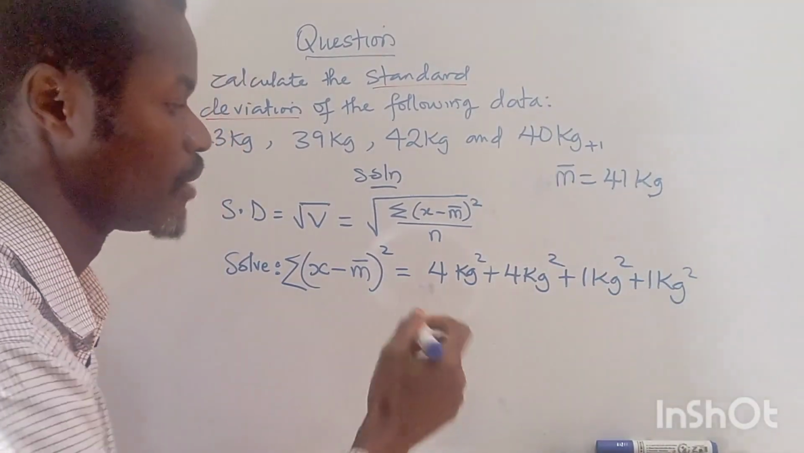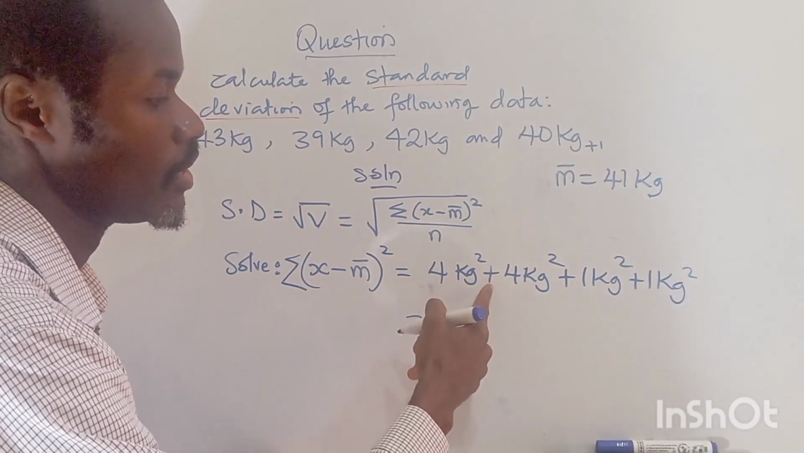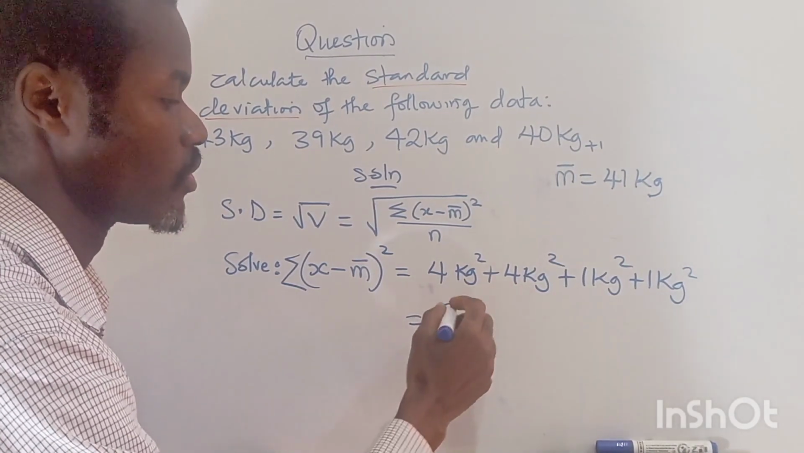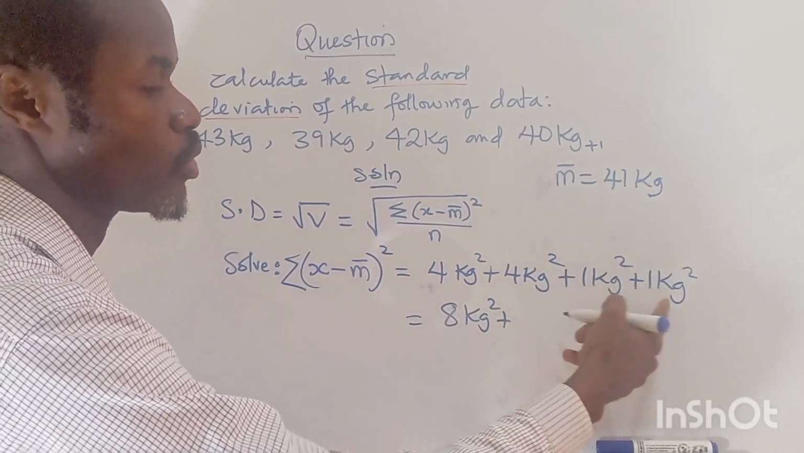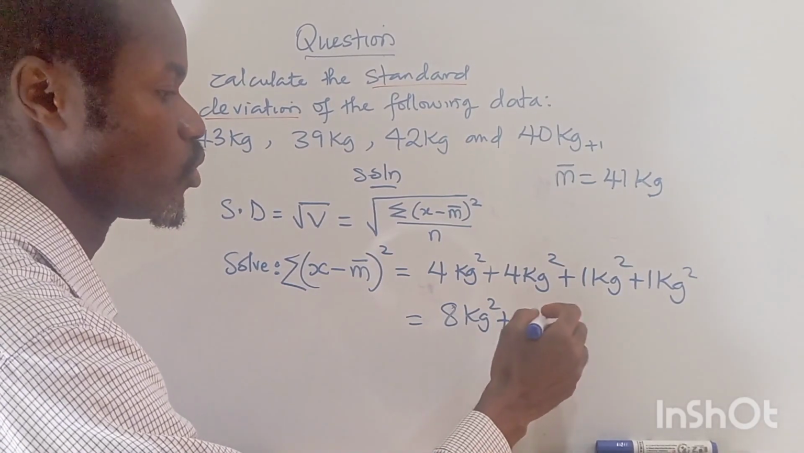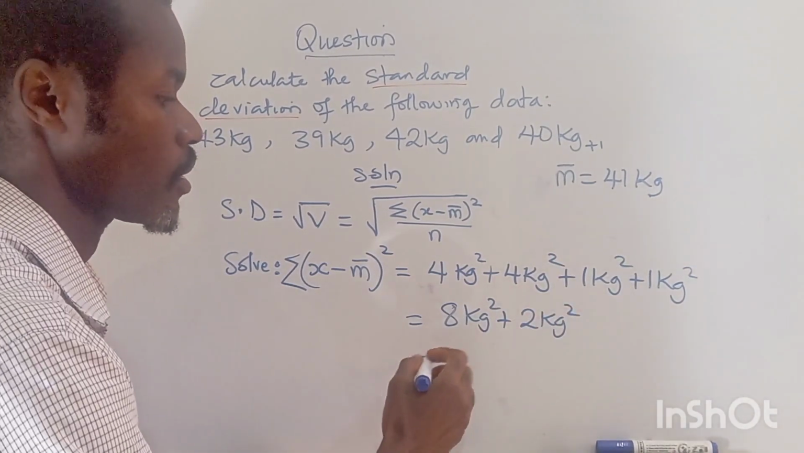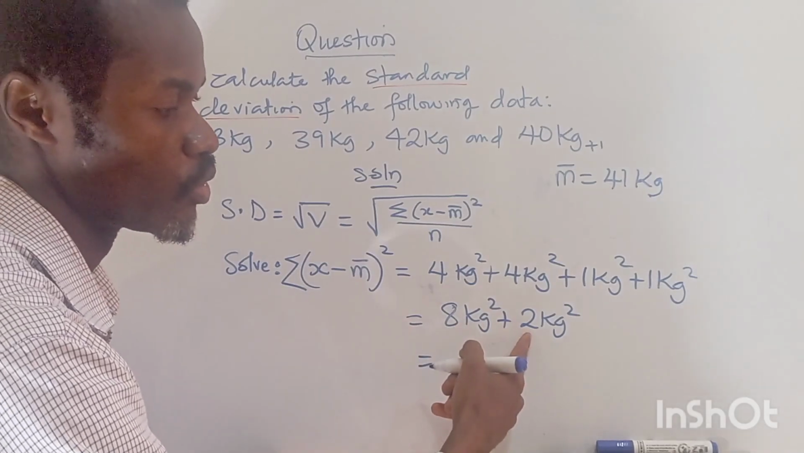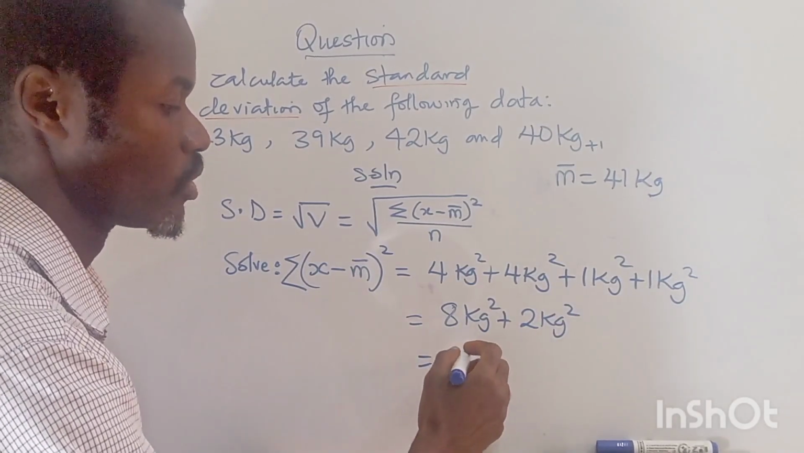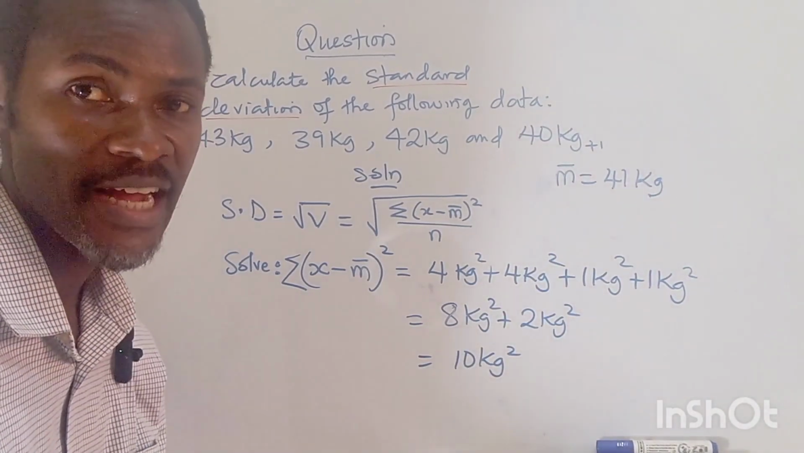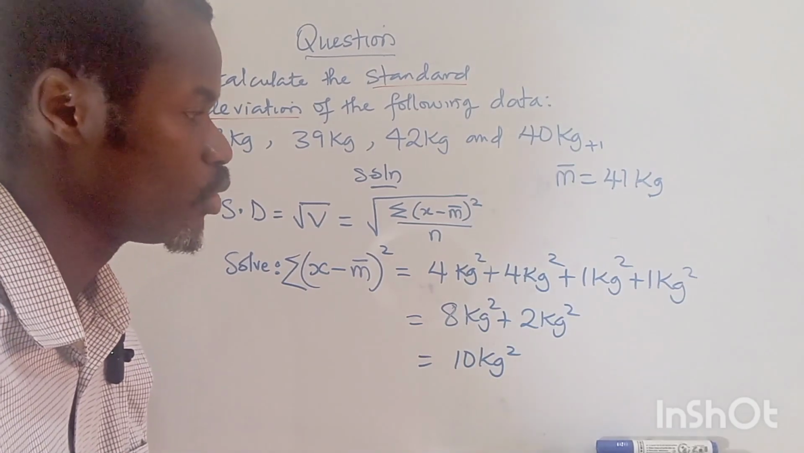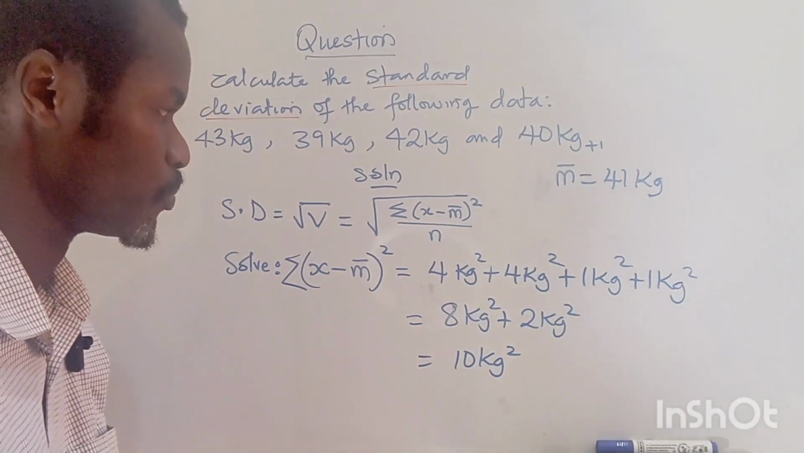All right, so let's sum them up. 4 kg squared plus 4 kg squared is going to give us 8 kg squared, plus 1 kg squared plus 1 kg squared is going to give us 2 kg squared. So 8 kg squared plus 2 kg squared is going to give us 10 kg squared.